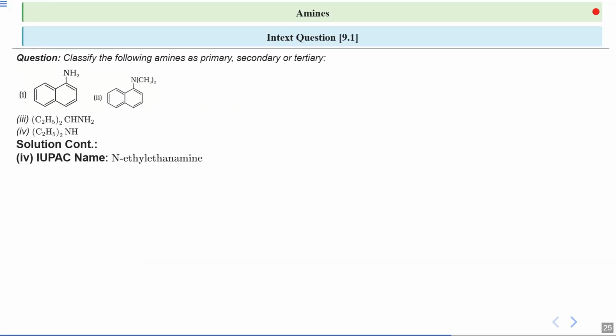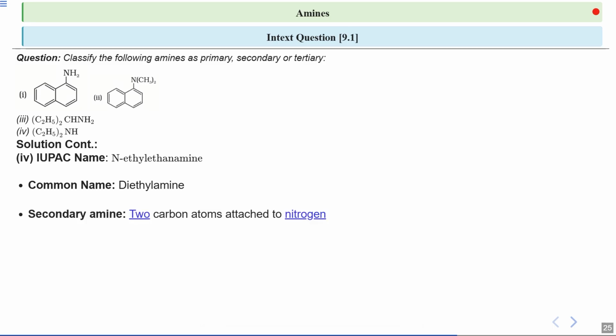Next, fourth example, it is N-ethylethanamine. Okay, the common name you can call it is diethylamine. So if you look, this is a secondary amine because you will see that this nitrogen is bonded to one hydrogen and to two carbons. Okay, so this is a secondary amine.